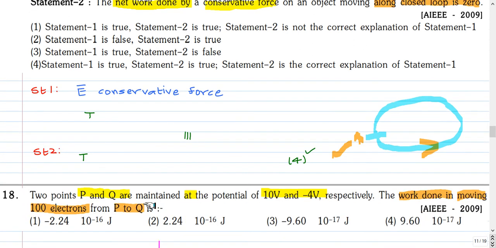This is the next question. Two points P and Q are maintained at the potential of 10 volts and minus 4 volts respectively. The work done in moving 100 electrons from P to Q is. So you should know the formula for work done in moving a charge across a potential difference. You can pause and attempt this question.